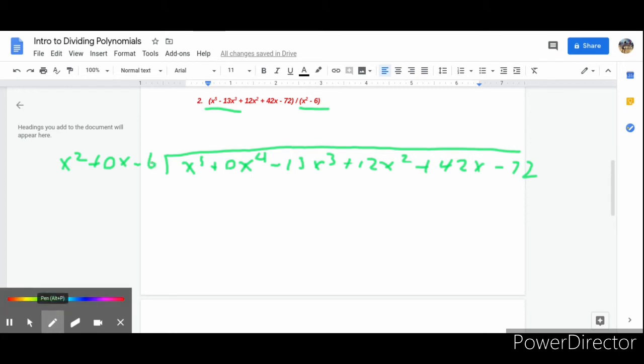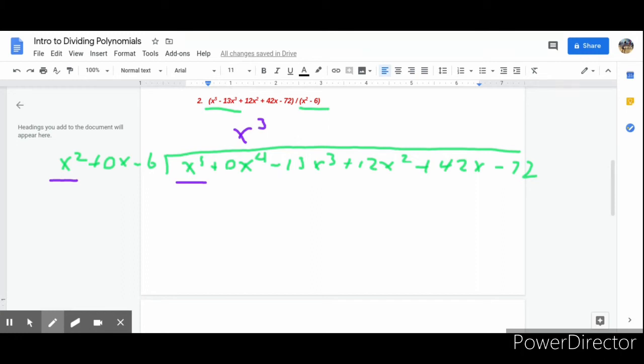So let me change color. Same thing as the previous problem, you just want to look at the first term in each. So the first term of what you're dividing by, and also the first term of what's being divided. Our first term right here is x squared, and right here it is x to the 5th. So what times x squared equals x to the 5th? Well, we know x cubed times x squared equals x to the fifth.